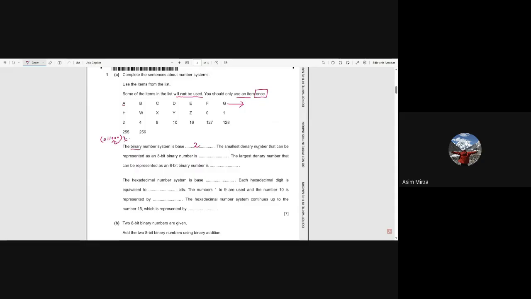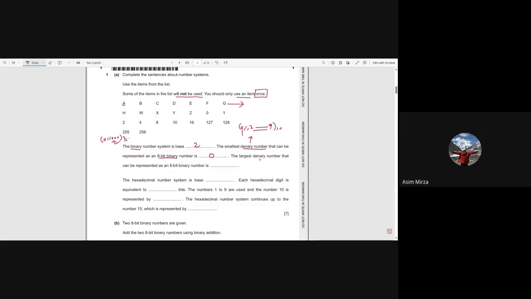The smallest binary number that can be represented as an 8-bit binary number is, first you need to understand what is binary number. Binary number are decimal number systems. We have numbers starting from 0, and then we have 1, 2, 3, 4, 5, 6, 7, 8, 9, and the base is 10. Binary number system or decimal number system, we have 10 numbers there, including 0, right? So it says the smallest binary number that can be represented as an 8-bit binary number is, what is the smallest number? That is 0, right?